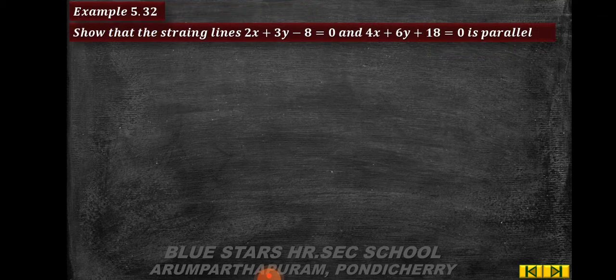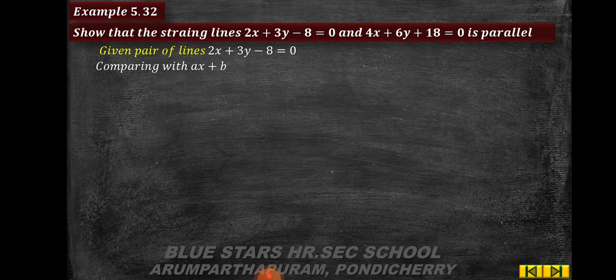Then example 5.32. Show that the straight lines 2x plus 3y minus 8 is equal to 0 and 4x plus 6y plus 18 is equal to 0 are parallel. You have to show that both the lines are parallel. So given pair of lines are 2x plus 3y minus 8 is equal to 0. First you have to find the slope for the given line.